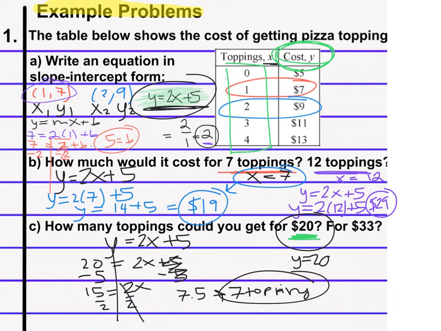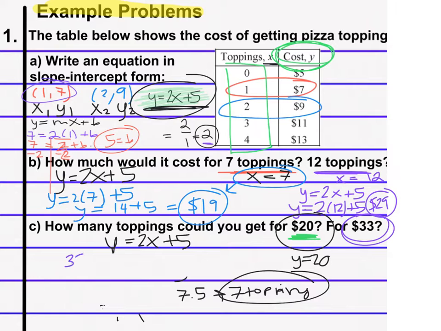For $33, I'll do that in purple. You are doing the same thing, but you are putting 33 in for y. So it should be 33 equals 2x plus 5. I subtract 5, 33 minus 5 is 28. You divide by 2, and you get 14 toppings.